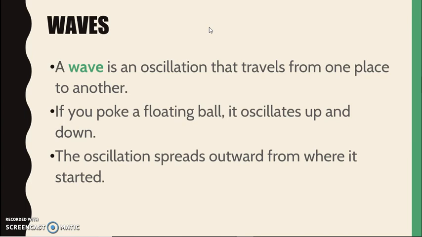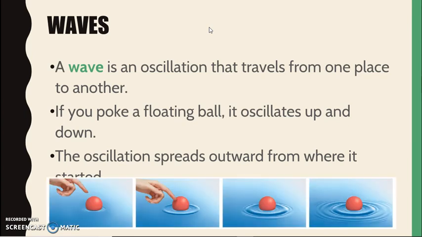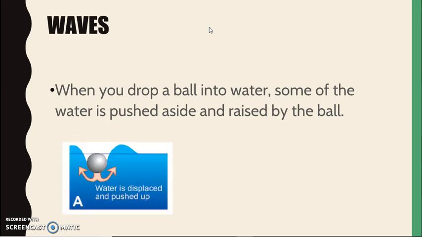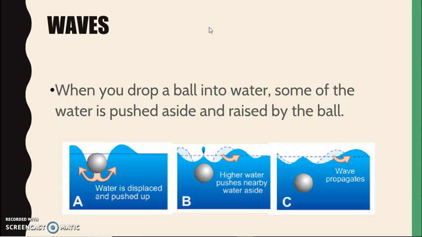Just like if you poke a floating ball, and I'm reading the second bullet here, if you poke a floating ball, it will oscillate up and down. And that oscillation spreads outward from where it started, just like this picture here. That is what the word oscillation means. So when you drop a ball into the water, some of the water is pushed aside and raised by the ball. So you can kind of see that energy being transferred from one place to another. You can see that energy moving. And there's kind of the little process of it down here in our chart if you want to pause for a second and look at that.